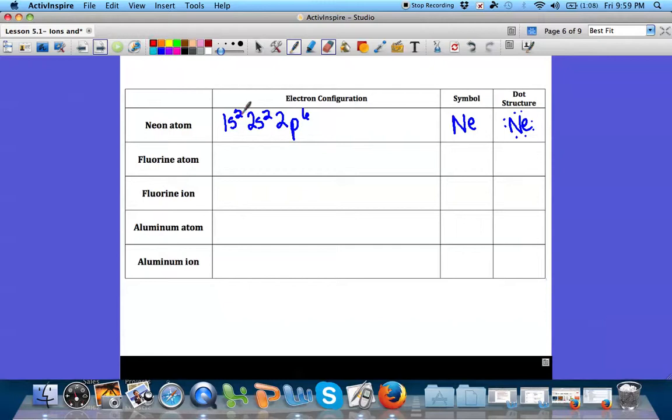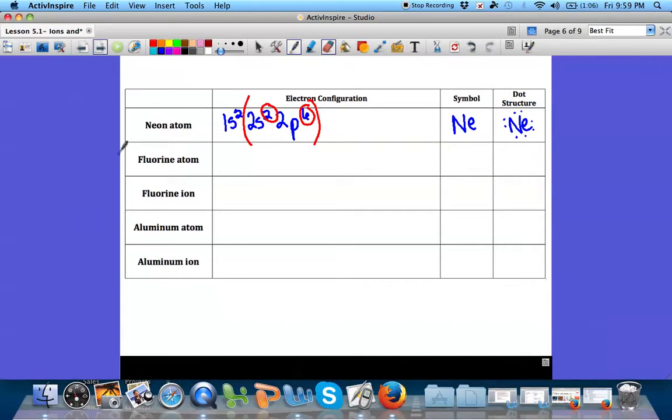In your practice, you're asked to mark the valence electrons on your electron configuration. I told you that the valence electrons are found in the outermost S and P sublevels or in the highest energy level. So our highest energy level here for neon is the second energy level. We have 2 electrons in the S sublevel and 6 in the P sublevel to get our total of 8 valence electrons.